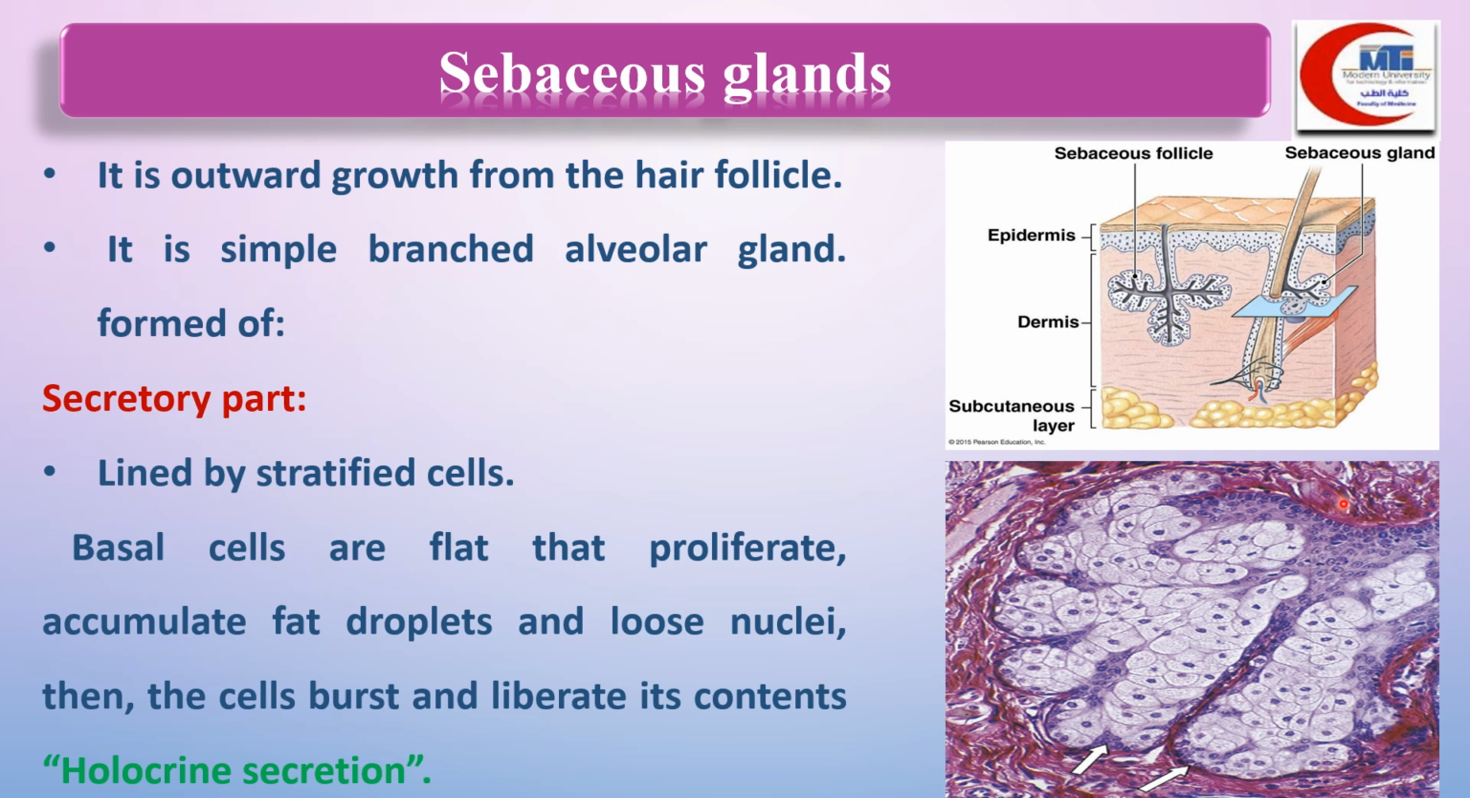The secretory part is lined, as we see here, by stratified cells, more than one layer. The basal cells are flat, and they proliferate, accumulate fat droplets, and then lose their nuclei. Then these cells burst and liberate their contents as a type of holocrine secretion.